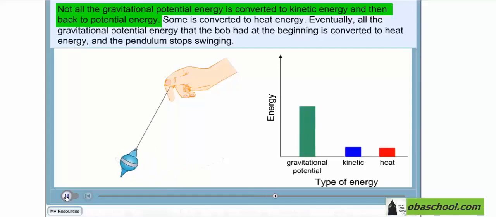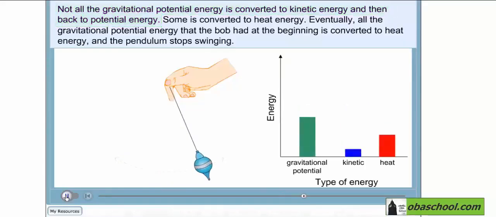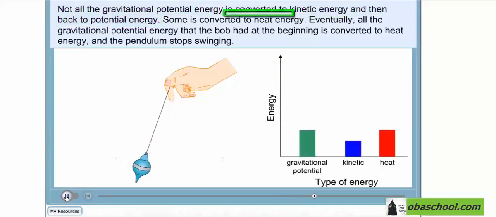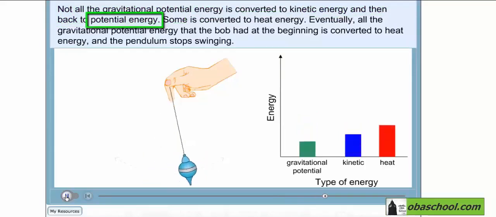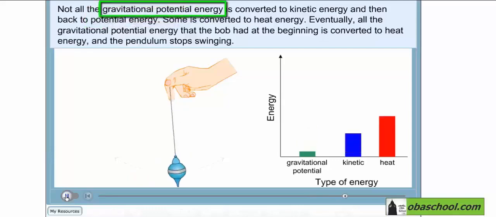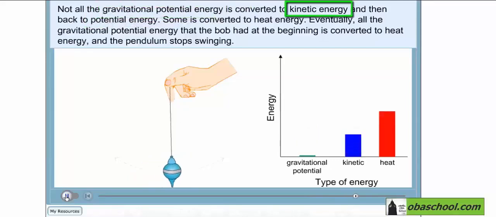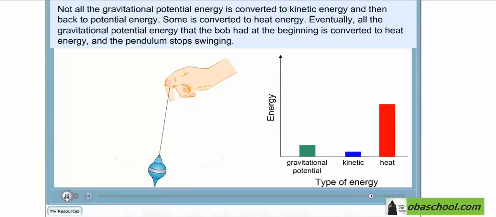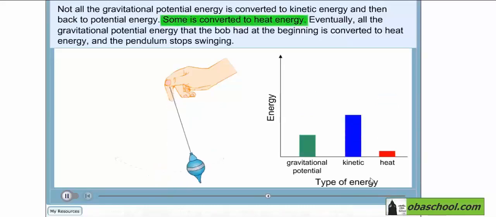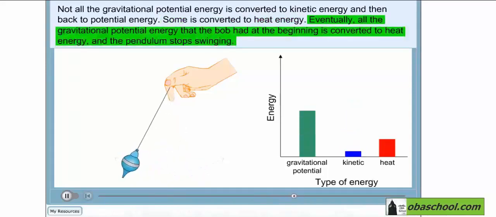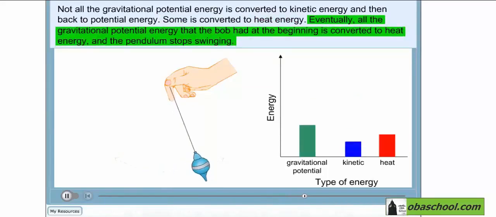So, at this point we know that the gravitational potential energy and the kinetic energy are non-proportional. When one increases, the other decreases, and vice versa. But not all the gravitational potential energy is converted to kinetic energy and then back to potential energy. As you can see in the graph, some of the energy is converted to heat energy.